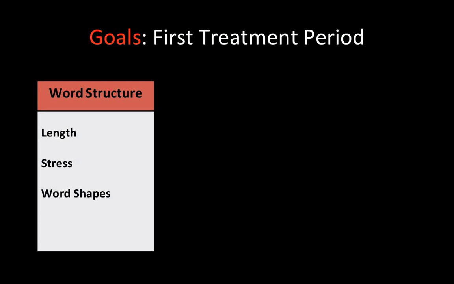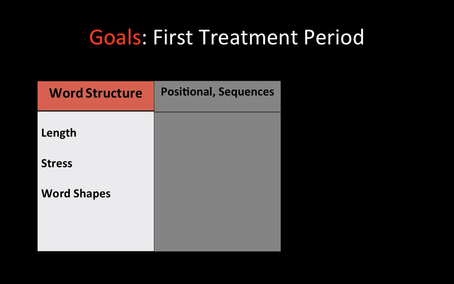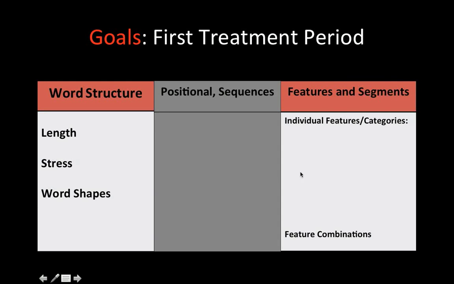Following principles of nonlinear phonology, we'd like to give a kickstart to word structure, features and segments over here, and the combination of the two, position and sequences, in the middle. This way we address the phonological system broadly and give it the best chance to get going and move ahead. Let's look at the possibilities for goals. We've already talked about his strengths and needs there. So let's see what we really need to target.